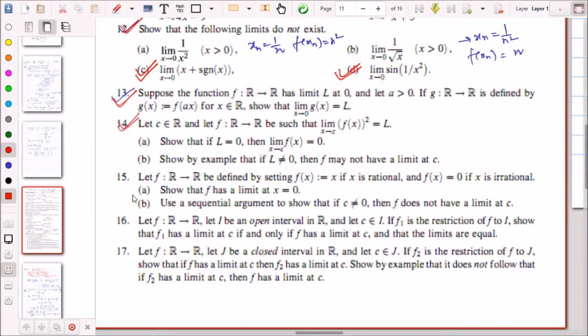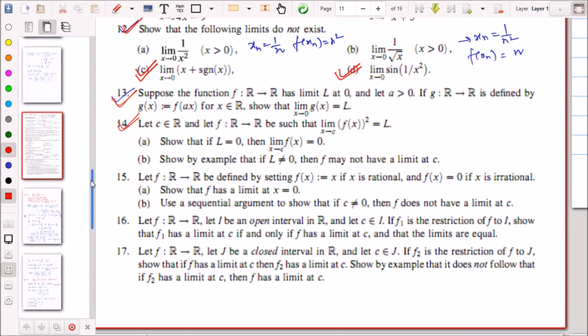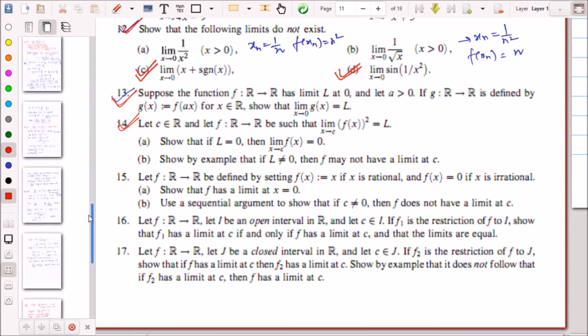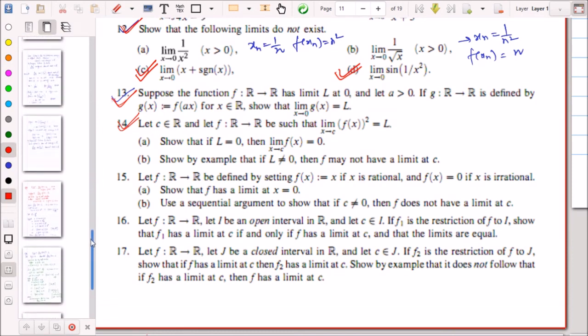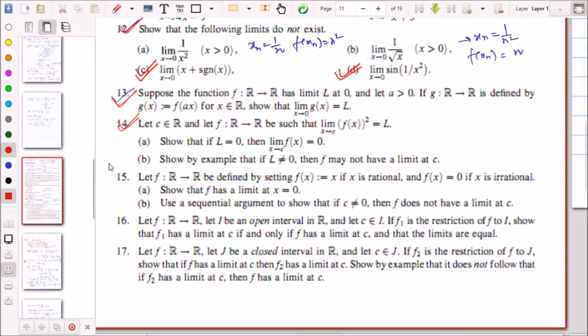Now we are left with questions number 15, 16 and 17, which I will do in my next video, which will be the part 3 video of solutions to exercise 4.1. So this is all we have in this video. Thank you.